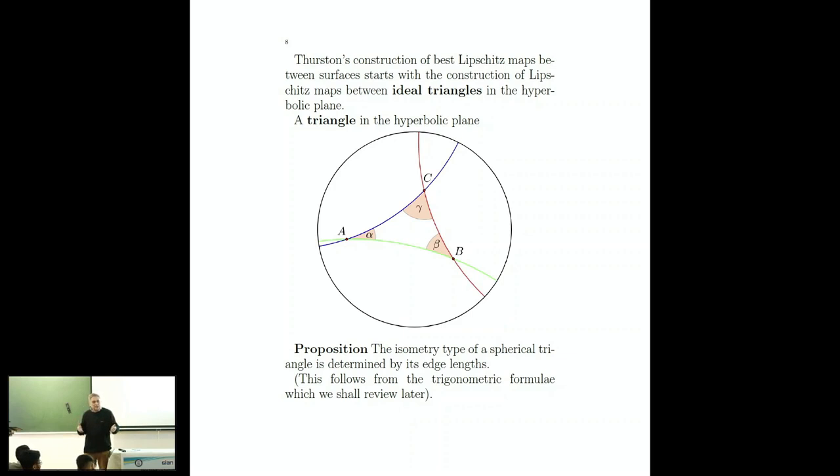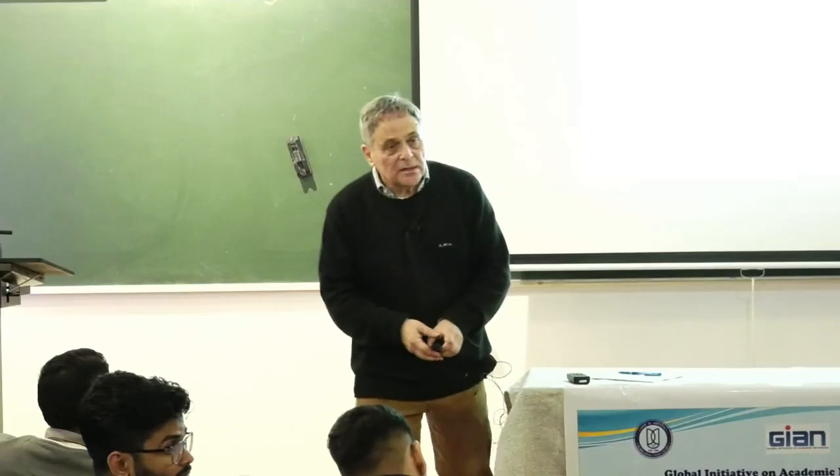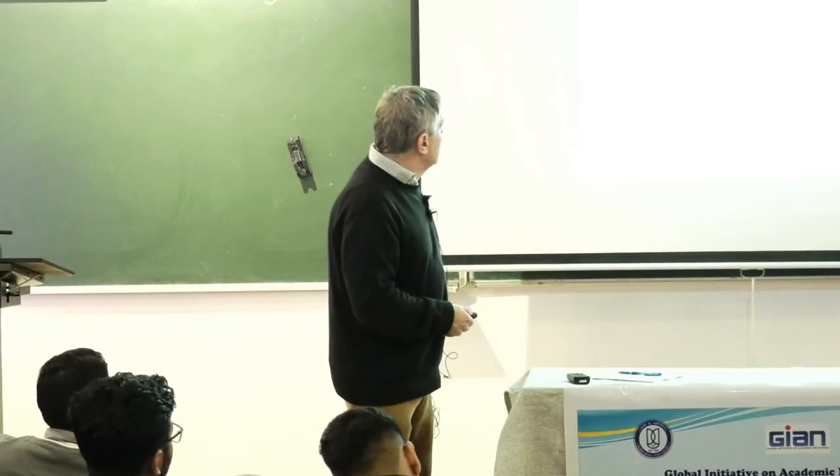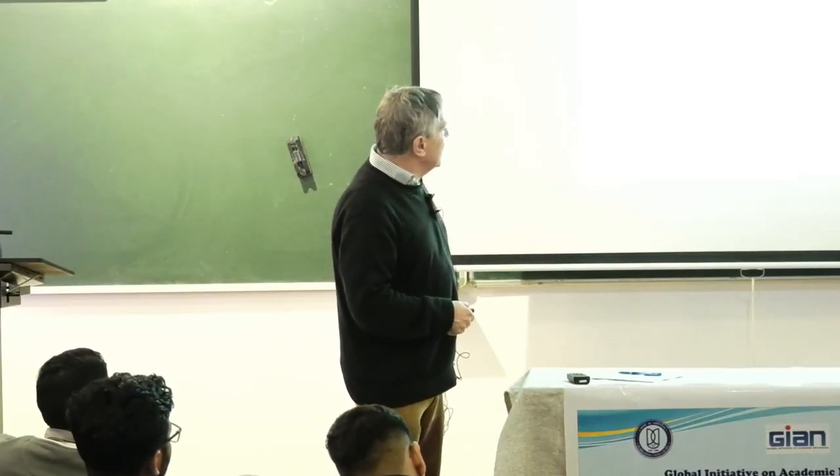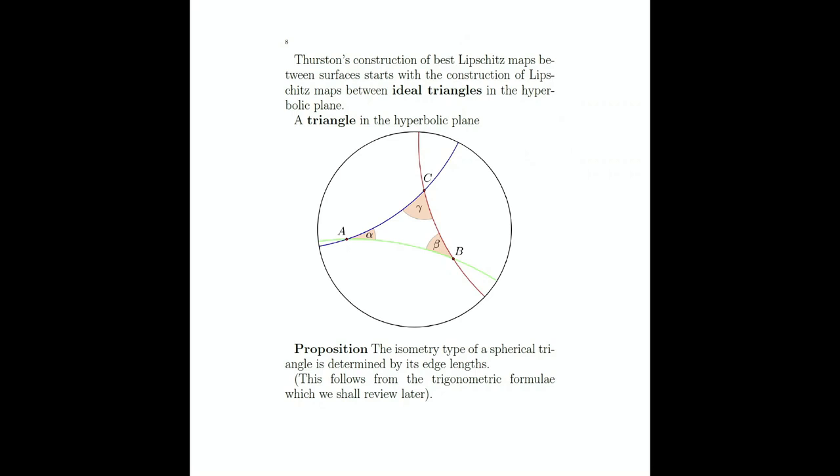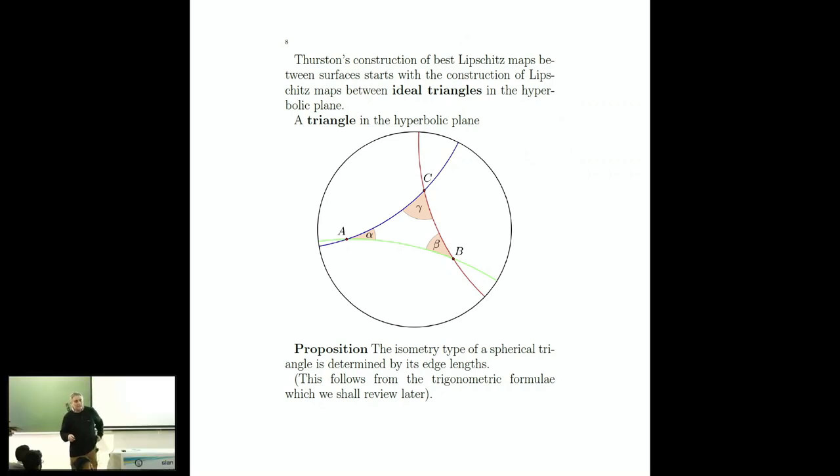Yes? Edge length thing is wrong also. Excuse me? Edge length is wrong also. Edge lengths, yeah, it's true also for edge lengths, but hyperbolic triangles are also determined by the edge lengths, but they are also determined by the angles, and this is what I meant here.